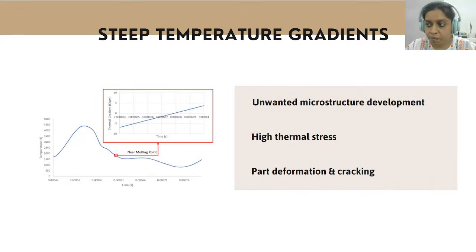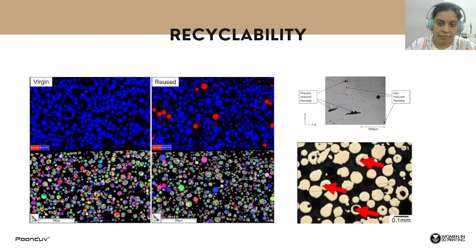If I talk specifically about thermal gradients, you can see this plot. The thermal gradients are around 2000 Kelvin per second to 5000 Kelvin per second, and somewhere it is also reported it can be up to 20,000 Kelvin per second. These temperature gradients can result in unwanted microstructure development and high thermal stresses in the part. The part can deform and cracks can propagate from these abnormalities.